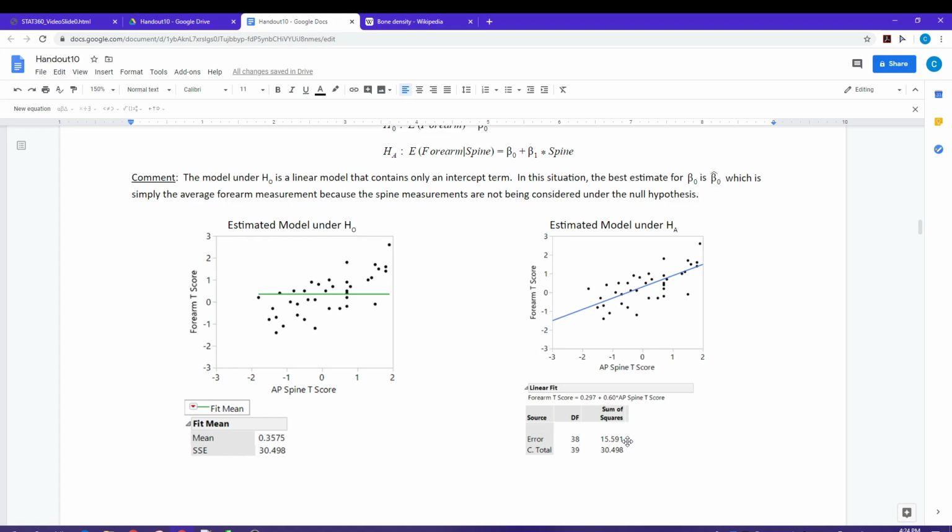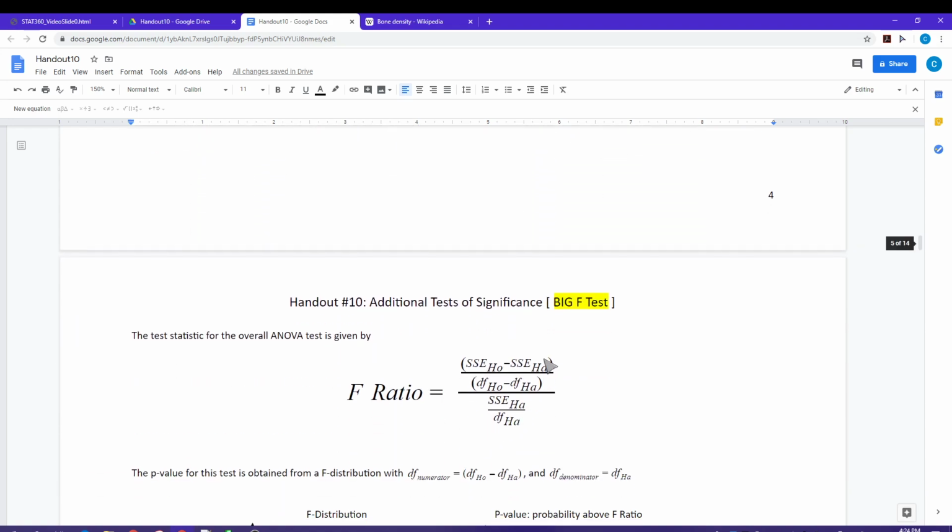And this 15.591 is the sums of square under HA. So I would take 30.498, subtract 15.591. That's going to be what's in the numerator of that test there. And then I need to take a difference in the degrees of freedom between those.